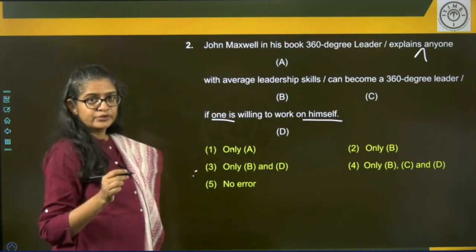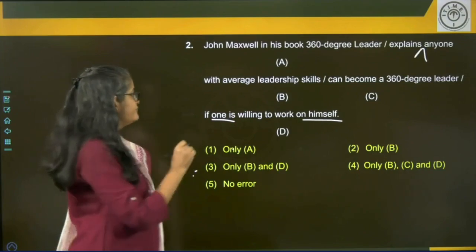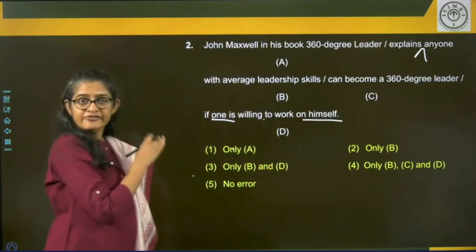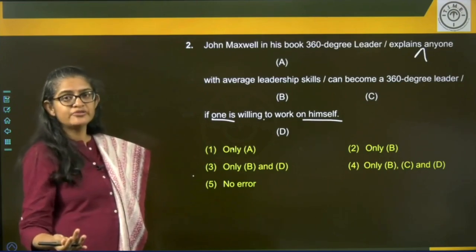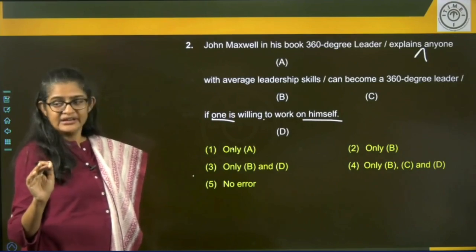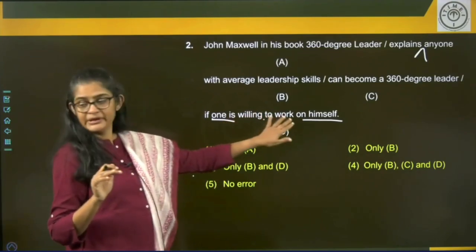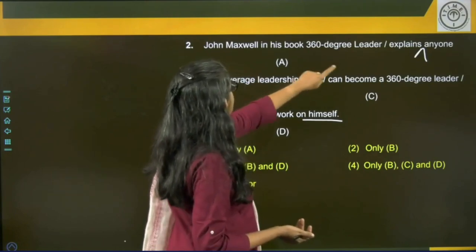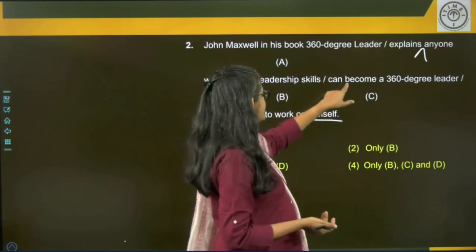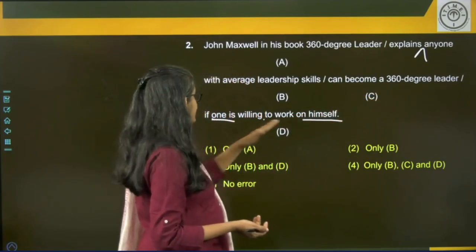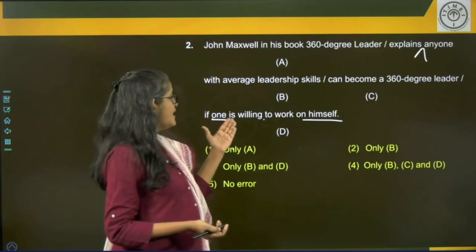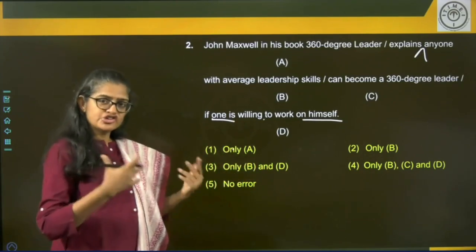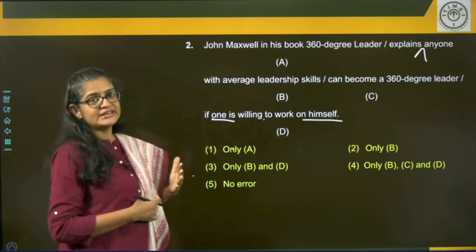There is a problem with the agreement of pronouns. If one is willing to work on oneself, if you use one as a pronoun, then it has to be followed consistently. So it cannot be himself, it has to be oneself. Now here, anyone with average leadership skills can become a 360-degree leader if they are willing to work on themselves, or he is willing to work on himself, or she is willing to work on herself. All these are acceptable.